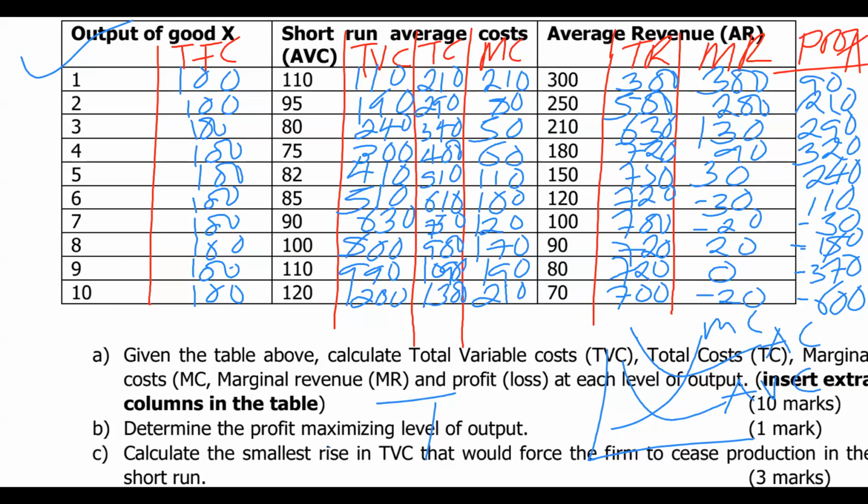So whenever the average revenue is below the average costs, then a firm can shut down. But below average variable costs, a firm shuts down, ceases production. So we are asking for the value, a small rise in total variable costs that would force a firm to stop the production. Which one is which? How much is a small rise in total variable costs?